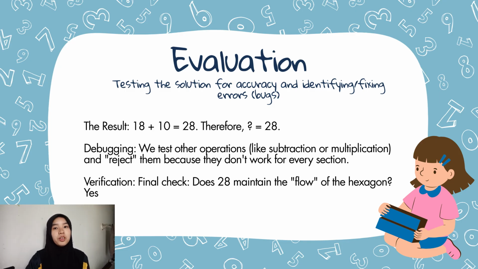Now we move to the evaluation, which is testing the solution for accuracy and identifying or fixing errors or bugs. Okay, the result is 18 plus 10 equals 28. Therefore, the question mark equals 28. For debugging, we test other operations like subtraction or multiplication and reject them because they don't work for every section. And for the verification, or final check: does 28 maintain the flow of the hexagon? Yes.